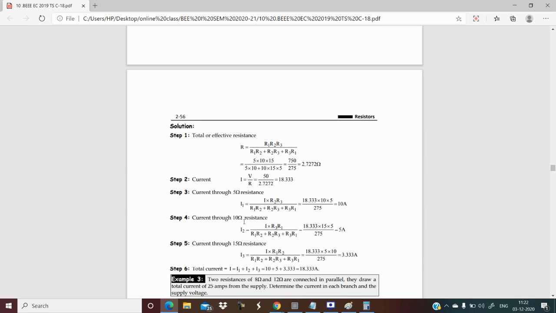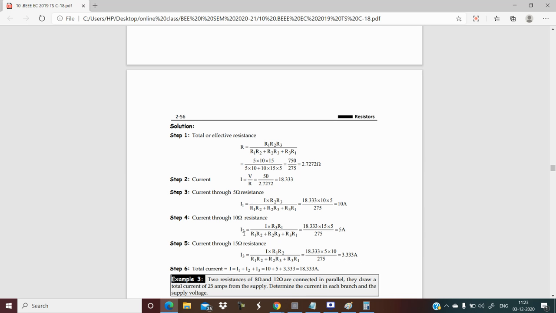Likewise, the current passing through the 10 ohm resistor, I2, is equal to I into R3 R1 divided by R1 R2 plus R2 R3 plus R3 R1, which is equal to 18.333 into R3, which is 15, and R1, which is 5, divided by the total, which from the calculation is 275. We will get 5 amps. Likewise, the current passing through the 15 ohm resistance is 3.33 amps.